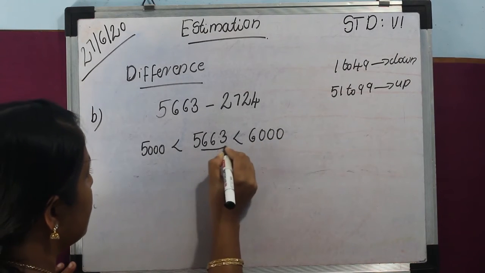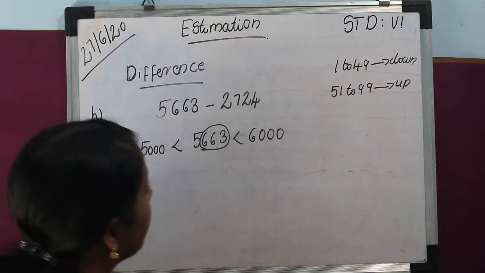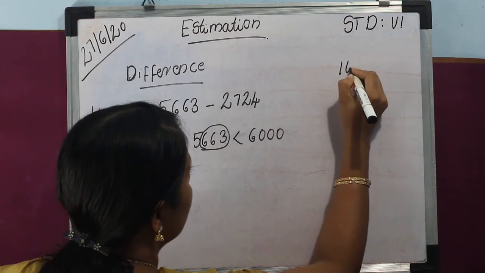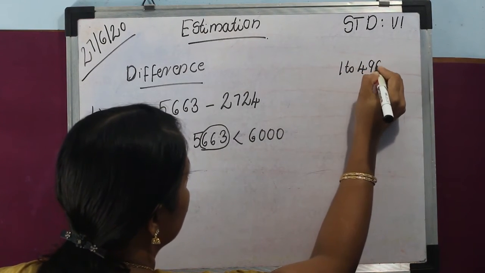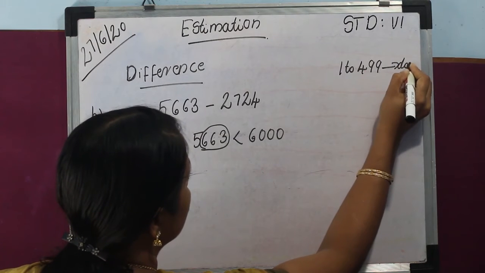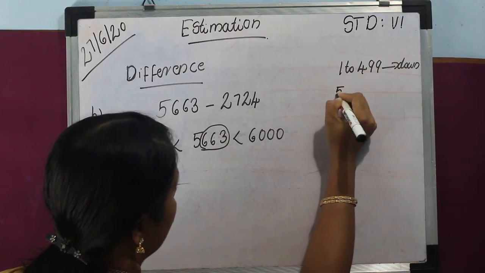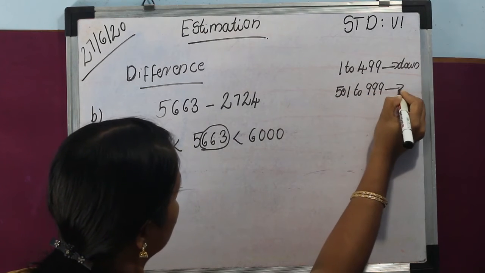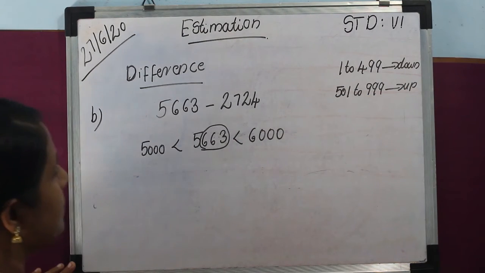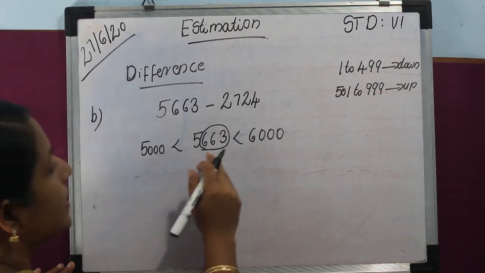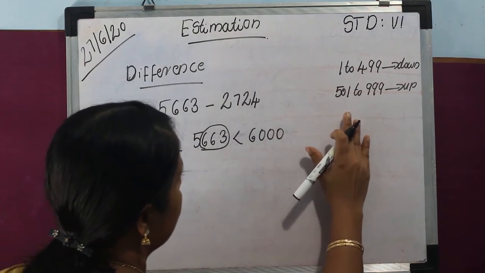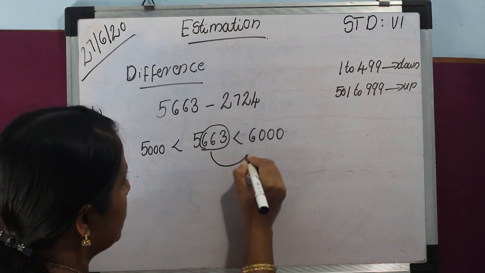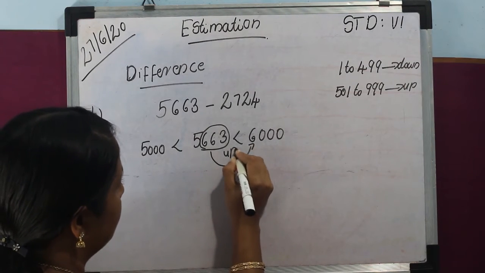Next we take the number 663. Then we know that 1 to 499 is rounded down to the first number, and 501 to 999 is rounded up to the second number. In this number, our number is 663. So 663 is rounded up to the next number. Therefore 5663 is rounded up to 6000.